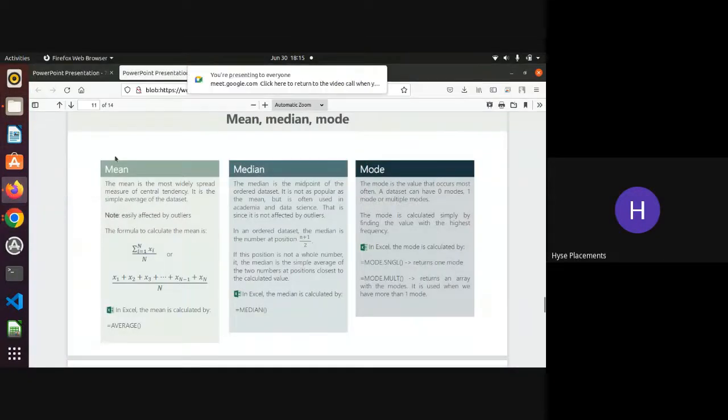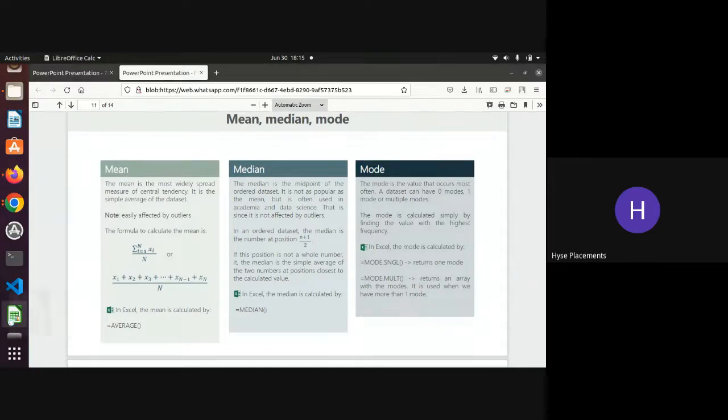Okay, good. So in the previous class, we saw descriptions of the various statistical terms, like mean, median, and mode. After that, we saw skewness to check the asymmetry of the data points, and we saw it in Excel sheets also. So today we'll look into the formulas.